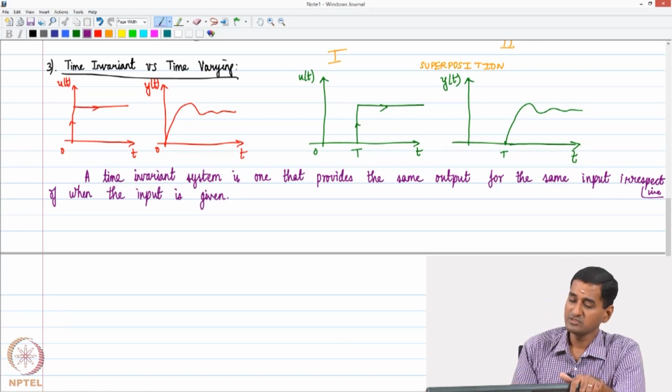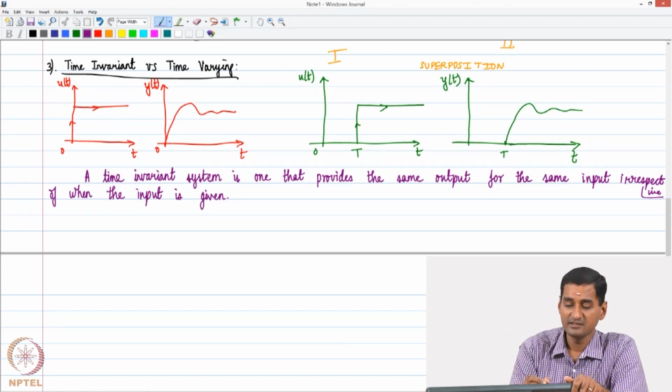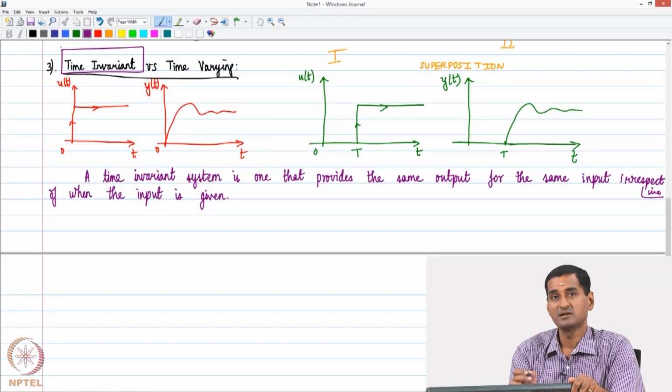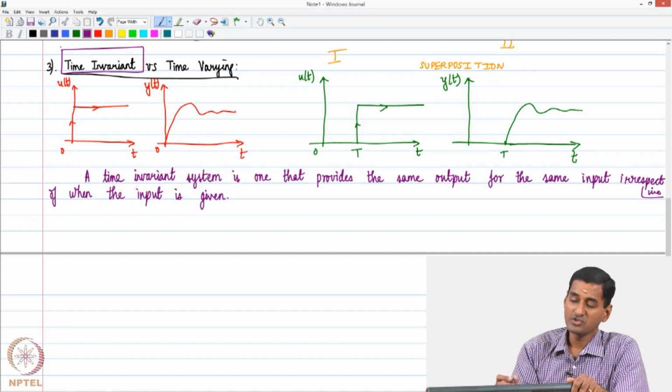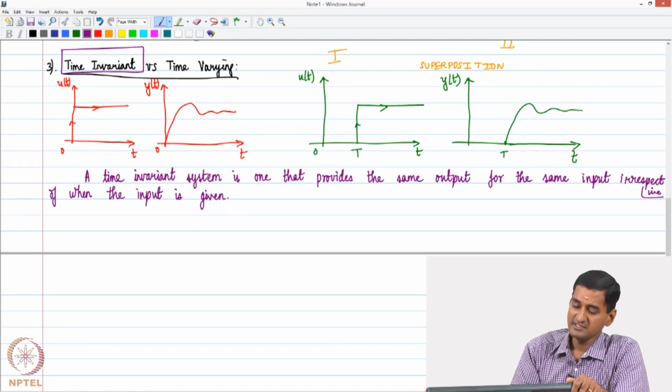In our course, we would work with what are called time invariant systems. That is the scope of our particular course. So, as far as we are concerned, what is the mathematical definition of time invariant systems?